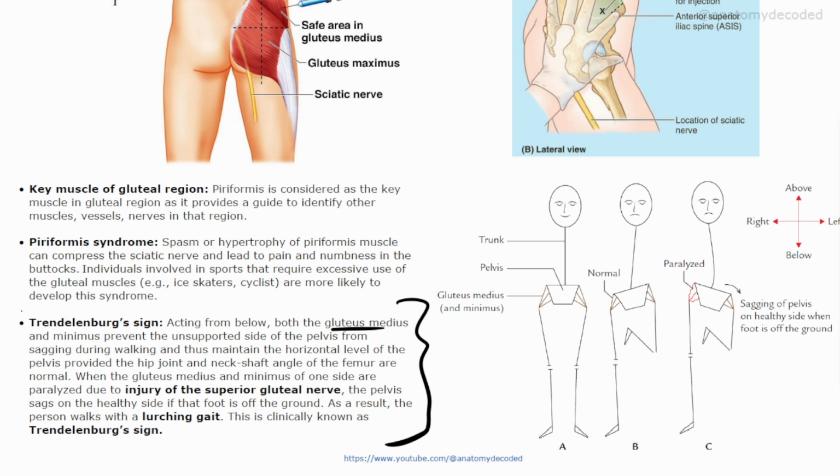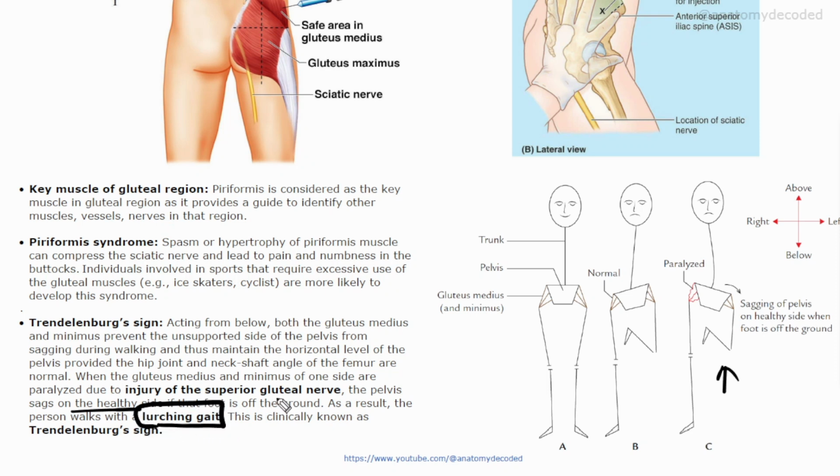Both gluteus medius and minimus prevent the unsupported side of the pelvis from sagging during walking, thus maintaining a horizontal level. And when these muscles get paralyzed, and why would they get paralyzed? When there is injury to the superior gluteal nerve, the nerve which supplies these muscles, the pelvis sags on the healthy side. So that is shown here. The resulting gait, the way in which the patient walks, is referred to as lurching gait.